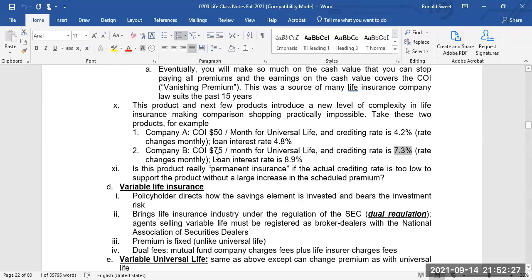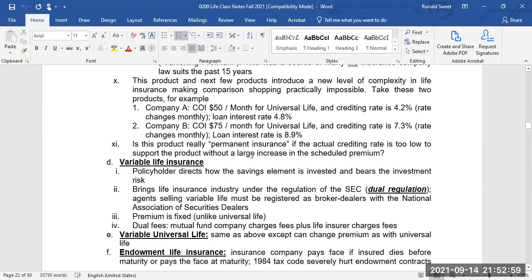What else might you ask about company B? How stable is that rate? You could look at the last 10 years and see how competitive they were versus company A, right? If their rate was 7.3 and then dropped to 3% the next month, historically you might say, wow, this is a bait and switch. That's kind of tough. They also have a loan interest rate. Company A charges 4.8%, but company B charges 8.9%.